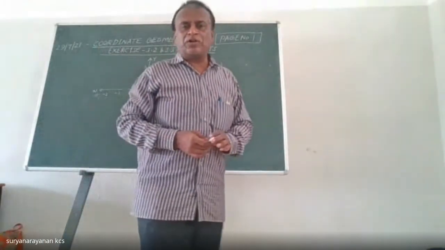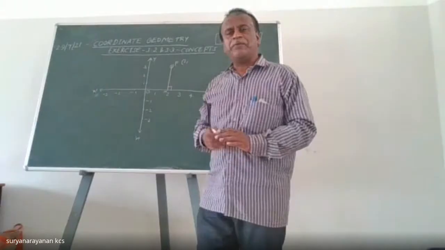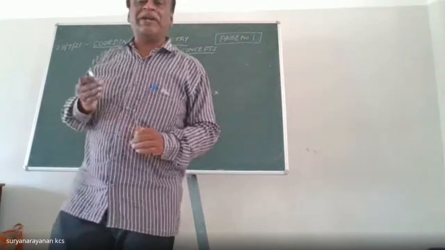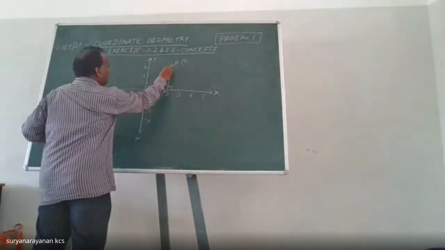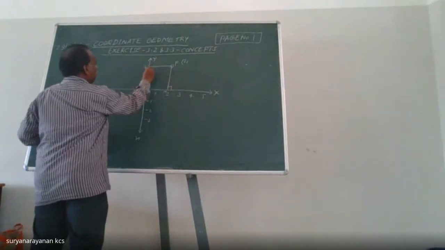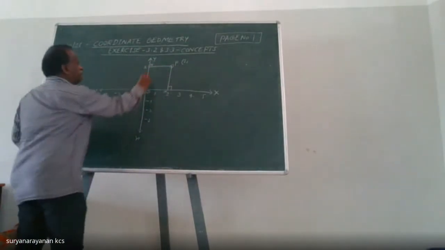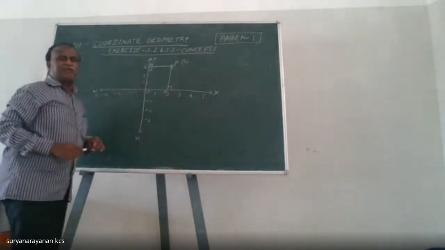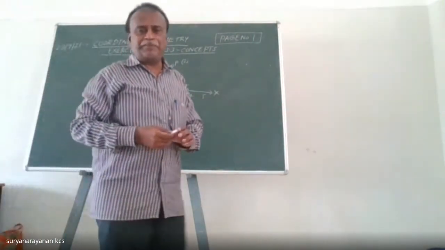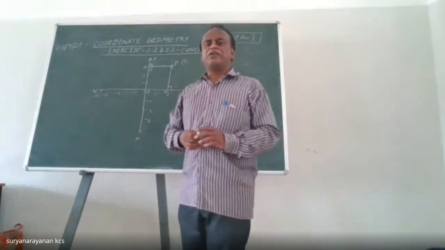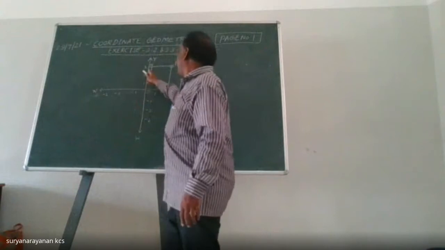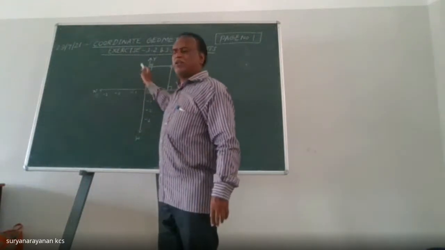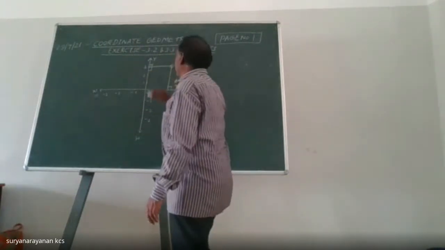To find the y-coordinate, sir, we must draw a line from P horizontally. Not only that, you should mention it is a perpendicular line. You should draw a perpendicular line. Suppose PN is a perpendicular line. We have drawn a perpendicular line PN which meets the y-axis at 3, at the point 3. So its y-coordinate is 3.